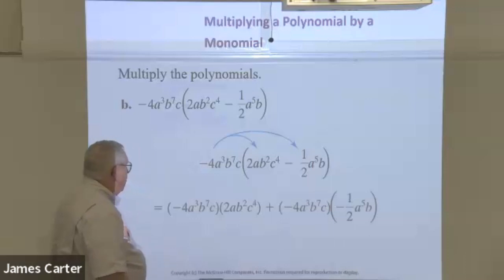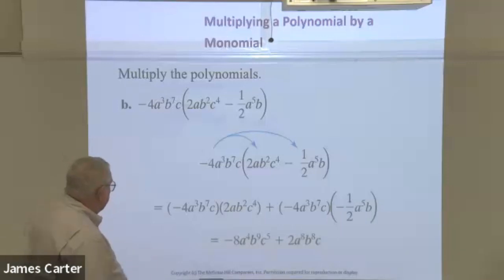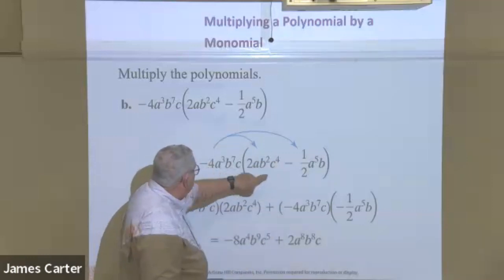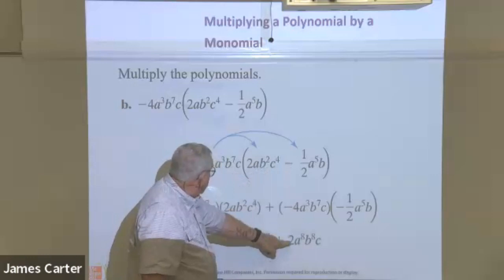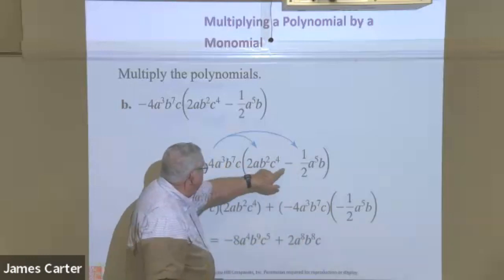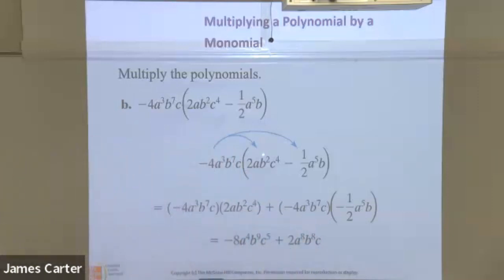Now, here's as far as I took it. This side over here, -4 times -1/2 is +2. A to the third times a to the fifth is a to the eighth. B to the seventh times b to the first is b to the eighth. And the c tags along. Do you need to show this? Not on a problem like that one. I mean, it's relatively simple. If you want to show some of this stuff, you can, but you can see how I went straight from this to that.